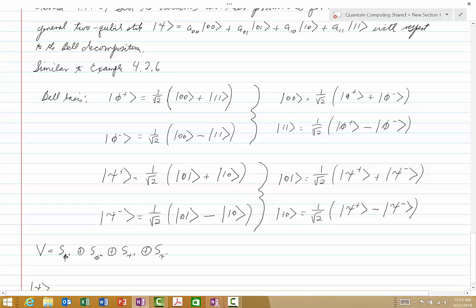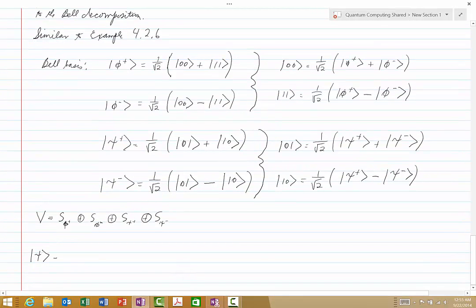And so now that we've observed all of this, we can plug these very useful facts into this equation and rewrite C in terms of the Bell basis. So what we get is the following. C is equal to A00 times 1 over square root of 2 times phi plus, phi minus, plus A01 times 1 over square root of 2.